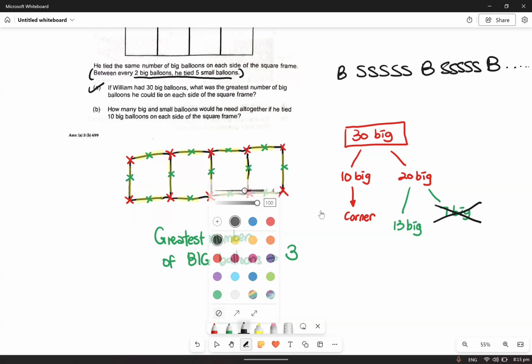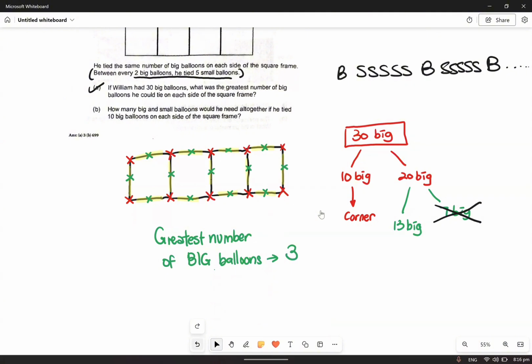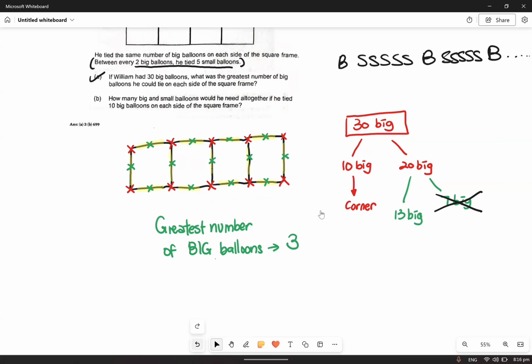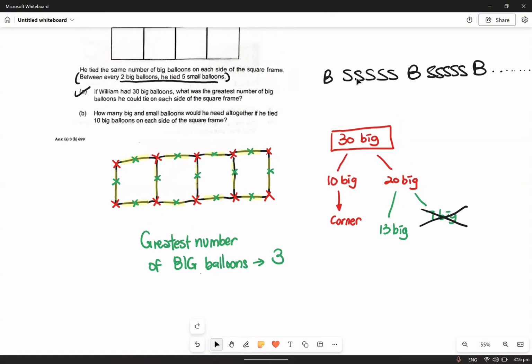And for those of you who are wondering, what about the small ones? We'll talk about that later. In A, it doesn't require you to talk about small, but I just want to show you where the small ones are. I will use blue, okay? Can you see? It's not 3, it's 5, but I don't have space to draw 5. Basically there are 5 here, 5 here, 5 here. Make sense? So this is the first part of this question.